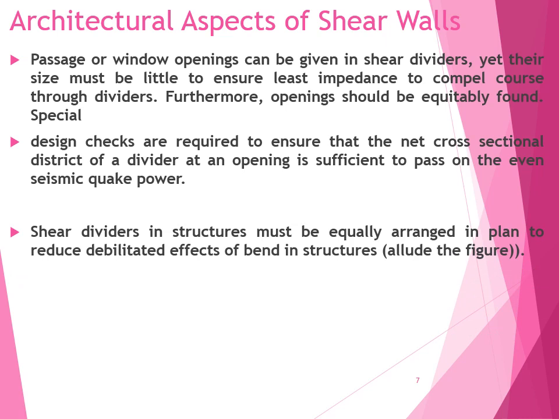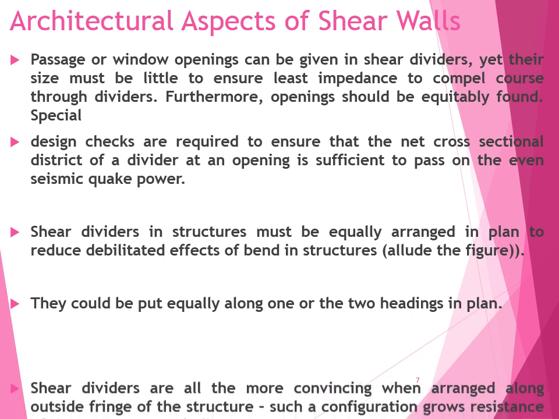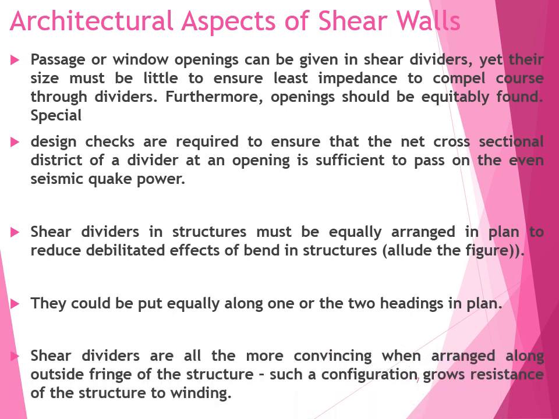Shear walls in a structure must be symmetrically arranged in plan to reduce the ill effects of twist in the building. They could be placed symmetrically along one or two directions in the plan. Shear walls are more effective when located along the outside perimeter of the structure. Such a configuration increases resistance of the structure to twisting.